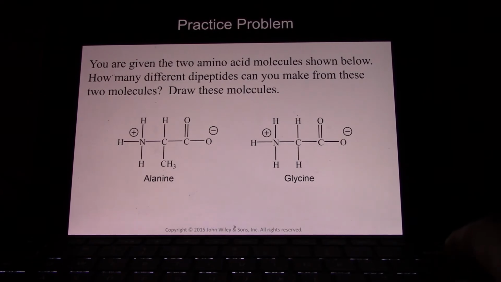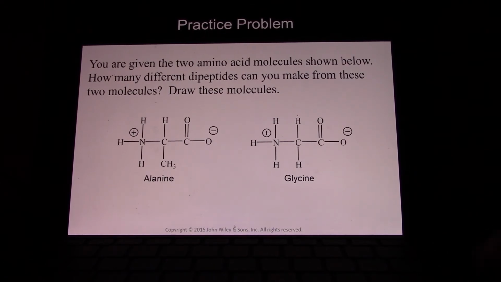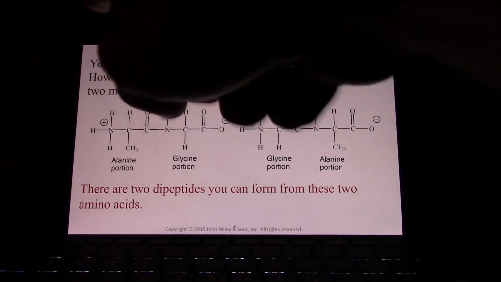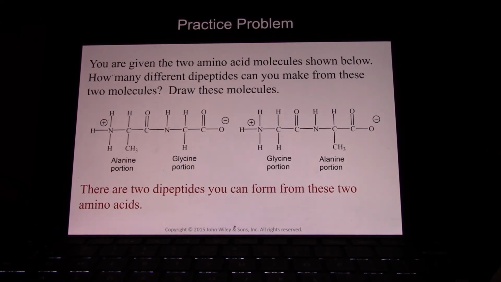You are given the 2 amino acid molecules shown below. How many different dipeptides can you make from these 2 molecules? Draw these structures. They give you an alanine and a glycine, so you can have 2 different possible dipeptides, either with the alanine as the N-terminus and the glycine as the C-terminus, or the glycine as the N-terminus and the alanine as the C-terminus. So it can be alanine-glycine or glycine-alanine. They are not the same thing. So it matters in this case.